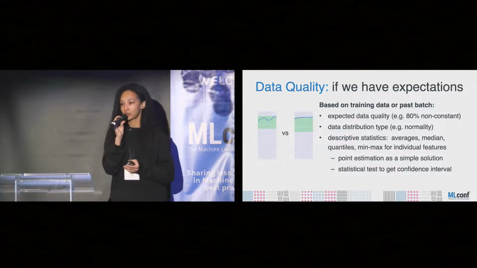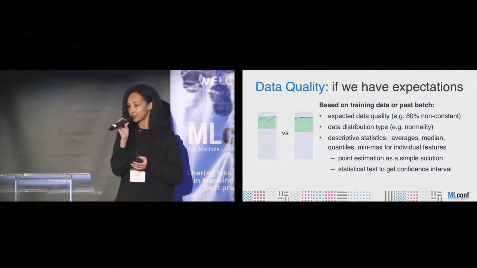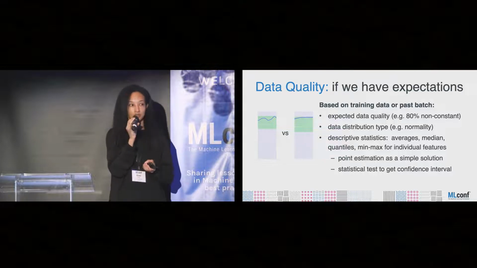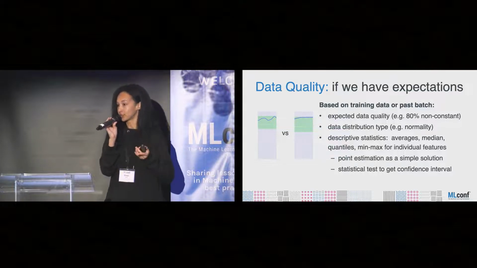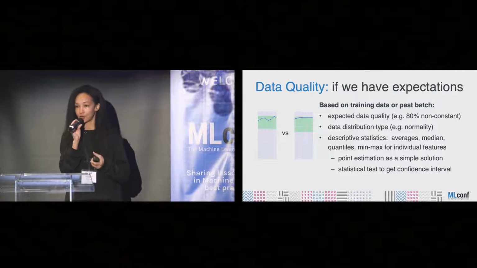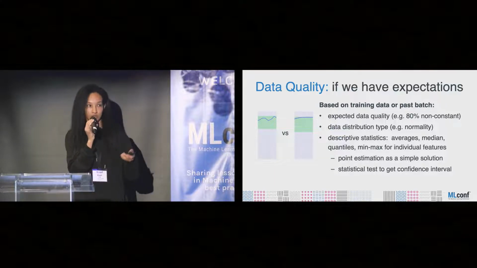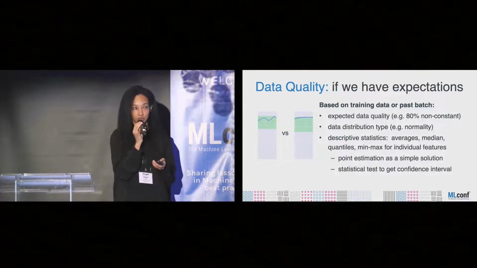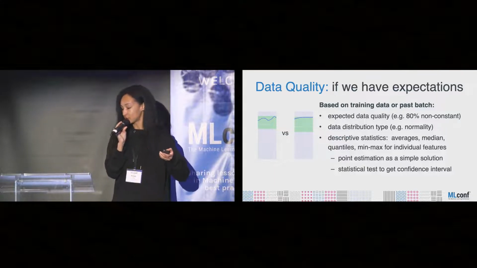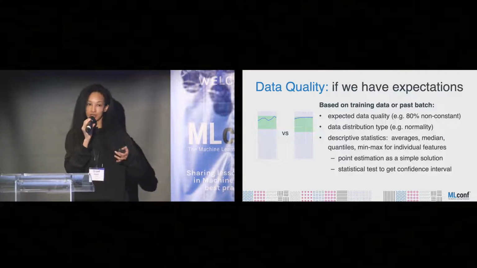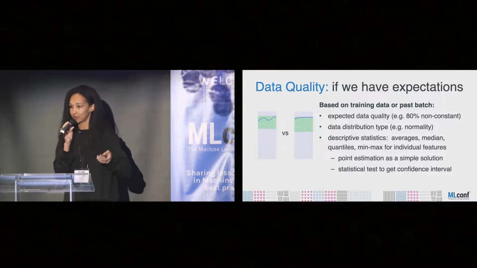To make it a bit more robust, we can use interval estimations for all the statistics and use some statistical tests, for example, to compare means, medians, and get some confidence interval. So if you need a more robust approach, I would suggest going for the second option. So this is something we can measure based on our reference data. Compare what we have with what we had before.